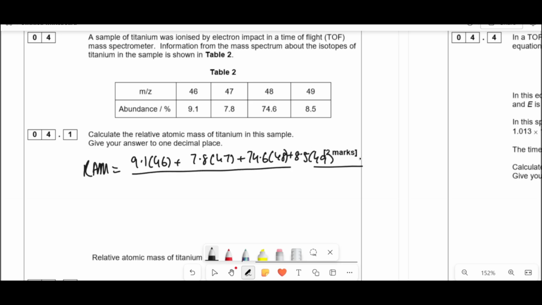And if I just double check, all of these add up to 100. So you divide it by 100. Then all you do is type that into your calculator and plug in. If we do that, we get 47.8.